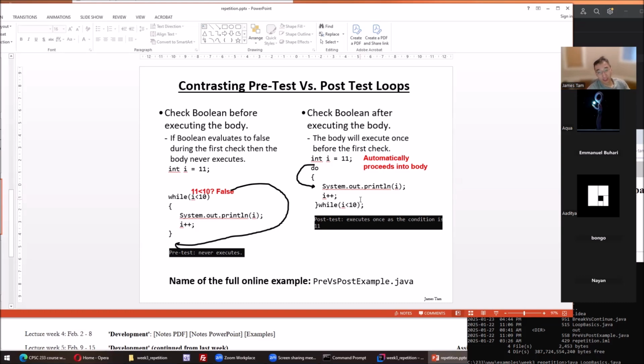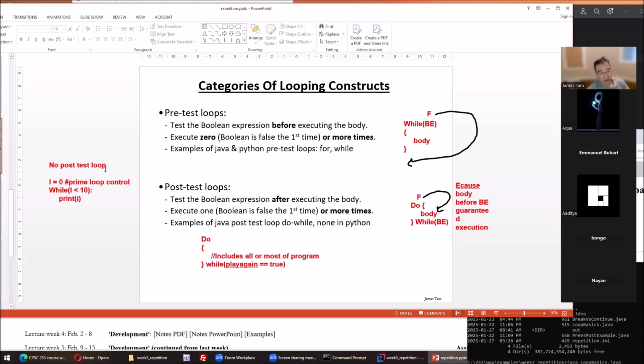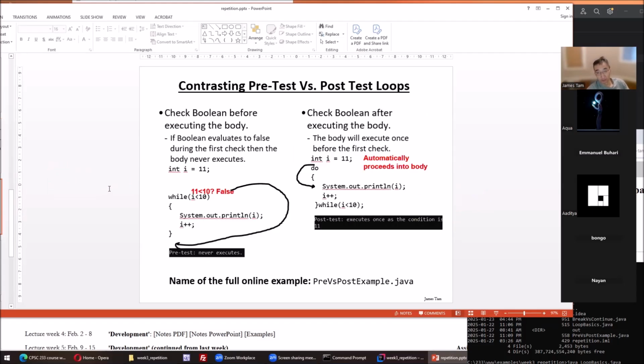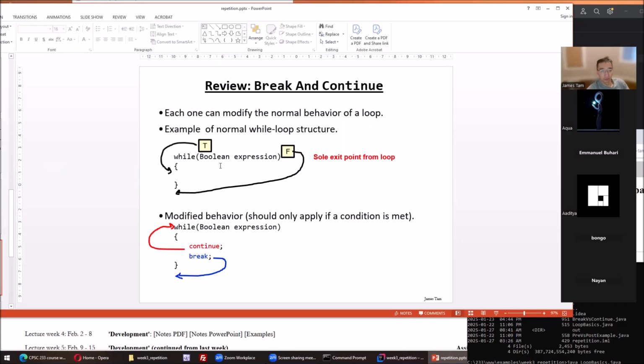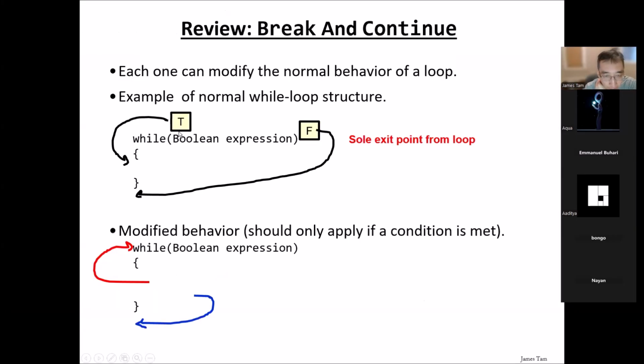So the question I was about to ask, well, I had to answer it because your question, Emmanuel, led to it: because there's no post-test loop, what do we do if we want guaranteed execution? We can simulate it with the logic. Now the break and continue. These are some things that are reviewed, especially the break. Normally, with loops, true, we go in the body. False, it skips the body. That means there's only one place to exit the loop. It makes it easier to trace your program.